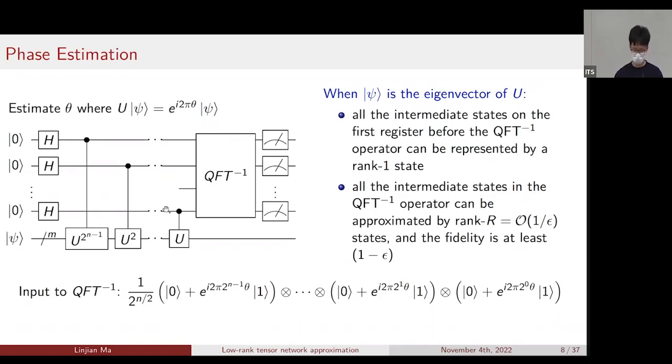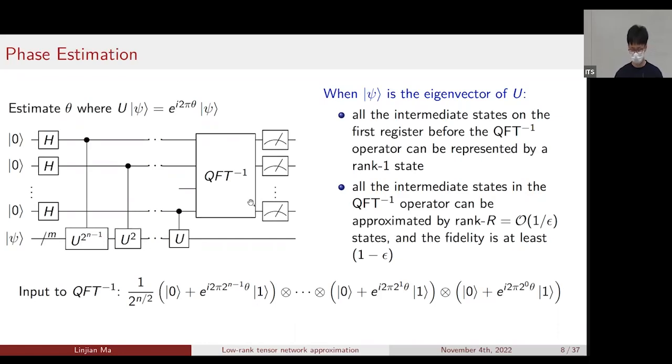We first look at the first part, the part of the circuit before this inverse QFT. We can easily see that all the intermediate states in this first part will have rank 1 on the first register. This is because we don't know the rank of the eigenvector, and it can be pretty general. So on the first register, the rank will be 1. And we can actually explicitly write the input to this inverse QFT gate in this rank 1 expression.